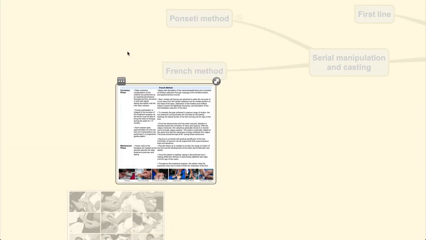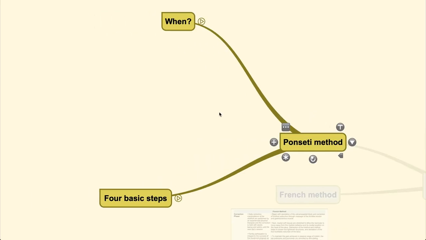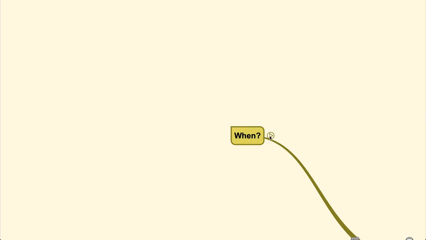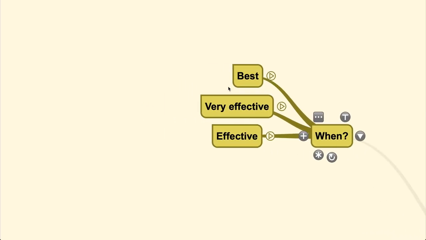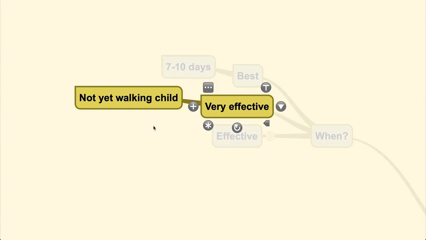The next method that I would like to elaborate on is the Ponseti method, and there are several basic questions that need to be answered before you can fully understand it. The first is when. When do you start a Ponseti method? The best time would be around 7 to 10 days, because some authors mention that the skin of a newborn baby is too prone to irritation. At around 7 to 10 days the risk of skin irritation has decreased, and the foot deformity is clearly pathological and needs treatment.